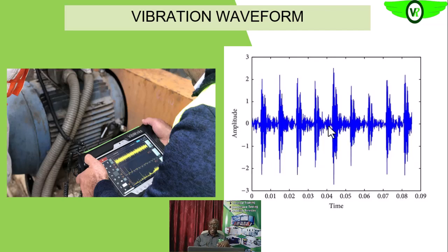So here we have the effect of other forcing functions, that is, other harmonics that are superimposed with the vibration waveform of interest. That is what is causing all of this distortion. But even at this, if you look at it critically, you will see a pattern.